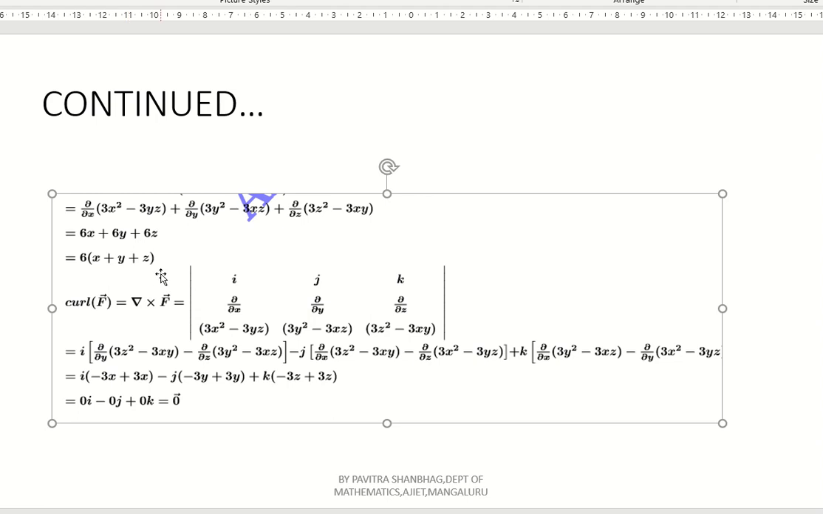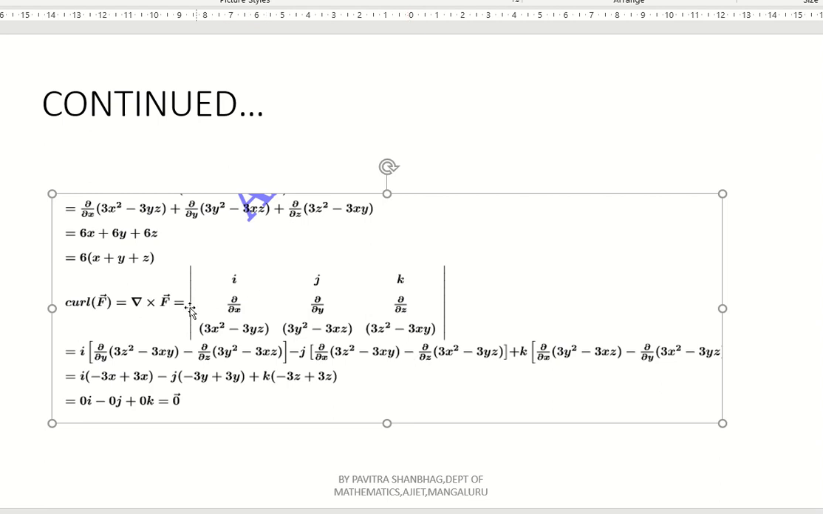Now curl of given function, right? What is curl of f now? Curl f equal to what? The definition: determinant ijk del. In the del concept, what is coefficient of ijk? Dou by dou x, dou by dou y, dou by dou z. Students, here you should be very careful. You should write coefficient of i along this line only, this column only. Similarly coefficient of j in this column only, coefficient of k in this column only.